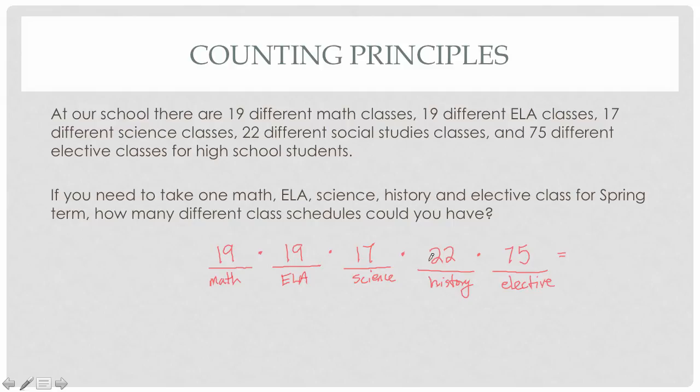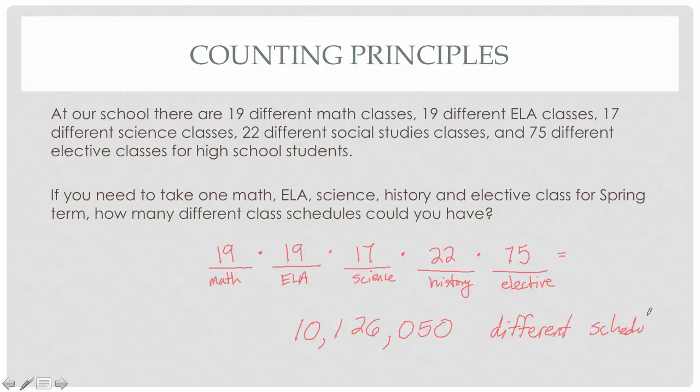What is 19 times 19 times 17 times 22 times 75? Well, let me check that again. I got a super high number. 19 times 19 times 17 times 22 times 75. Okay, we have 10,126,050 different schedules that we could make.